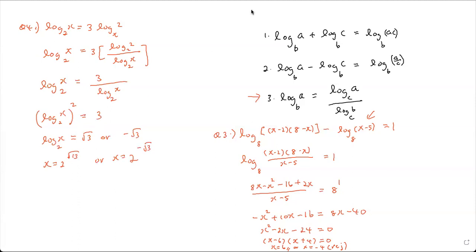Oh, sorry, I think I made a mistake. This should be root 3. I don't know how I got root 13. So this is root 3, 2 to the power of root 3. I already checked: if not wrong, both answers are accepted, but if you want, you can check yourself. So that's question 4. Let me erase question 3. I need more space for question 5.